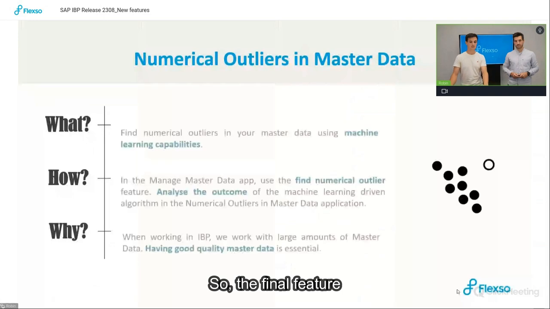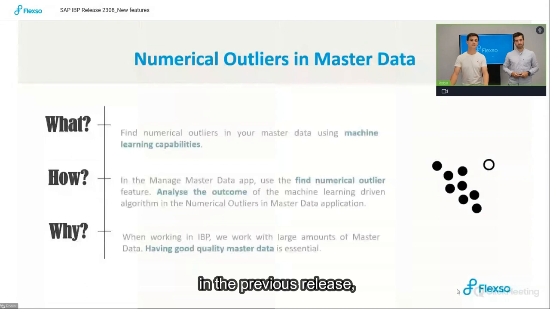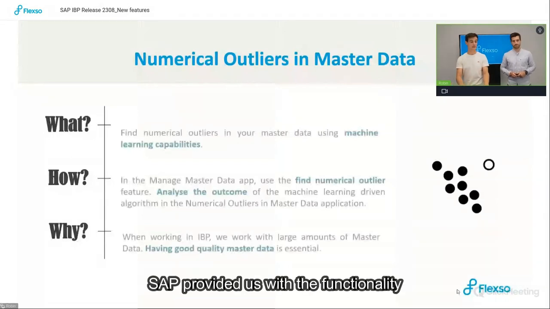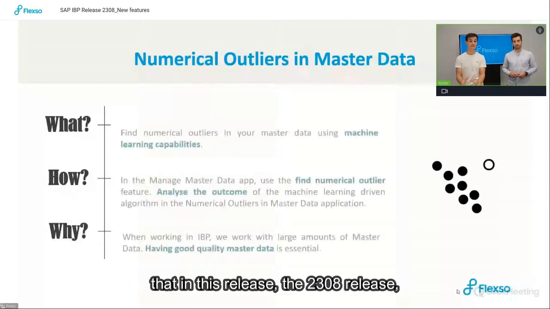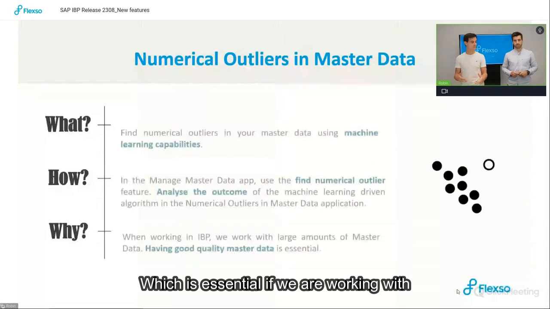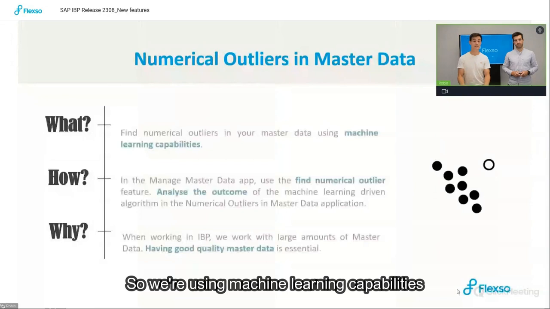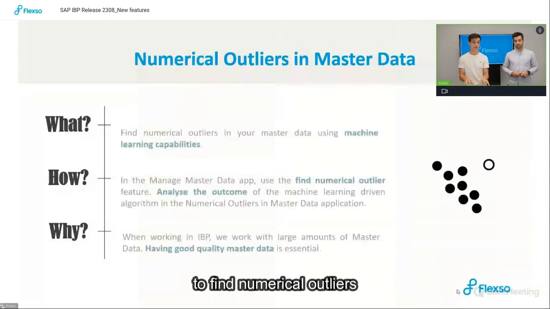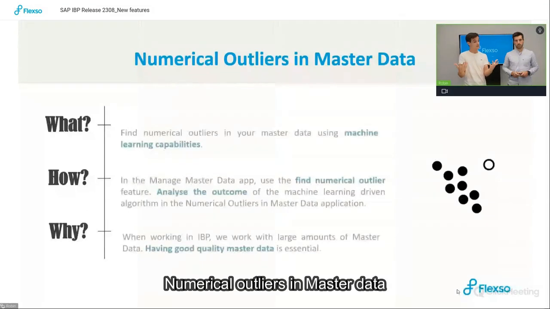Yes, so the final feature is what's called numerical outliers in master data. So if you can remember, in the previous release, SAP provided us with a functionality in which we can detect patterns in our master data. And we see that in this release, the 2308 release, SAP keeps focusing on good master data quality, which is essential taking into account we're working with large amounts of data. So we're using machine learning capabilities to find numerical outliers within the master data.